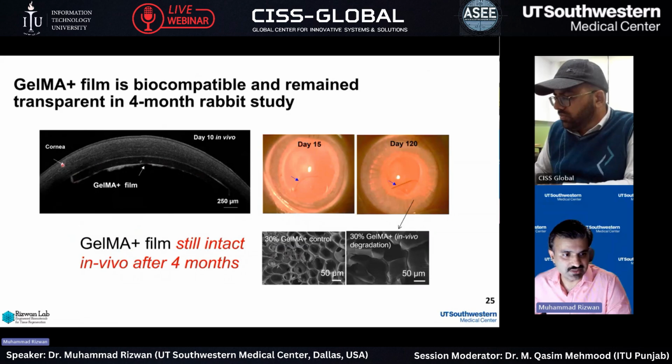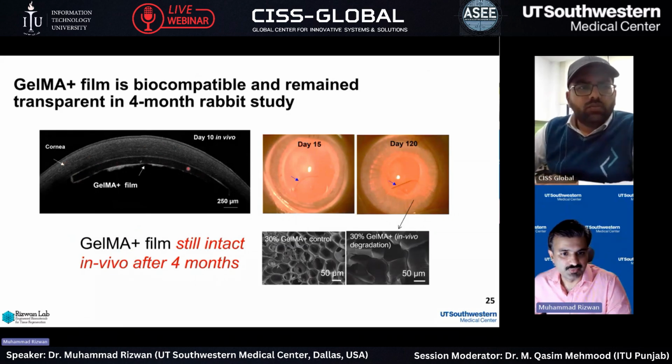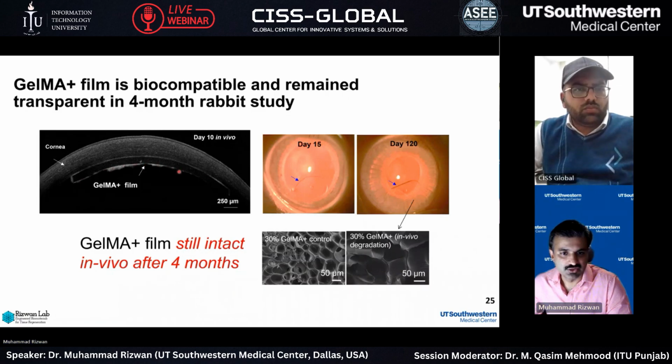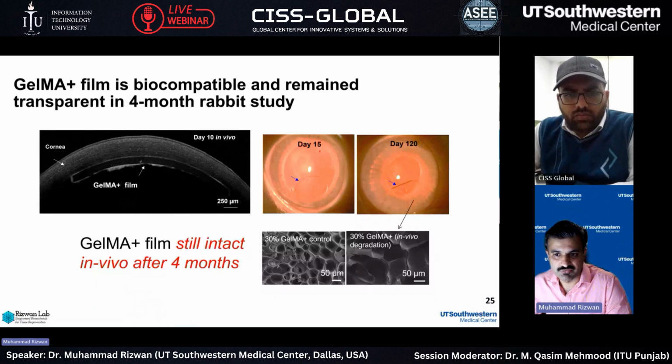Here you can see basically this is rabbit cornea. This is the hydrogel film. Again, the goal of this hydrogel film is to transplant cells, right? The cell sheet. So the cells will be on this side of the hydrogel. We evaluated the biocompatibility and biodegradation. At day 15, things look good. Day 120, which is 4 months after transplantation, things still look good, but the hydrogel film is still there.